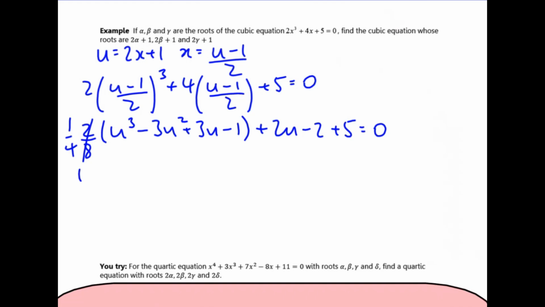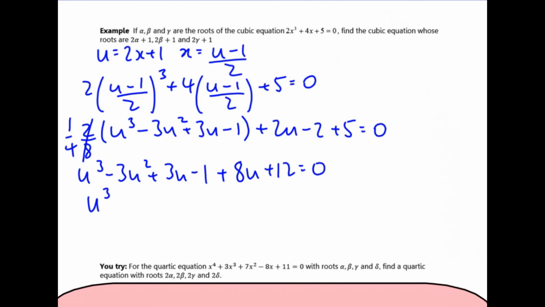And then I'm going to times everything through by 4. So that cancels out on this first one. Then times everything here by 4. So 2u times 4 is 8u. 5 minus 2 is 3. Times that by 4 is 12. Type this up. So I get u cubed minus 3u squared. Then 3u plus 8u is 11u. 12 minus 1 is equals to 11. And this is the new cubic equation with those roots.